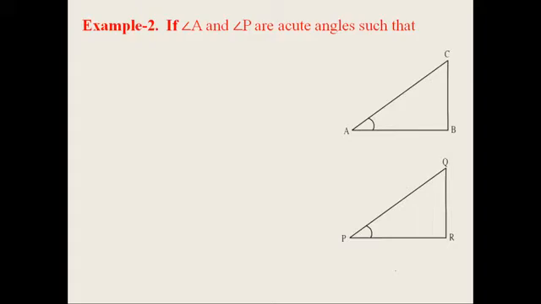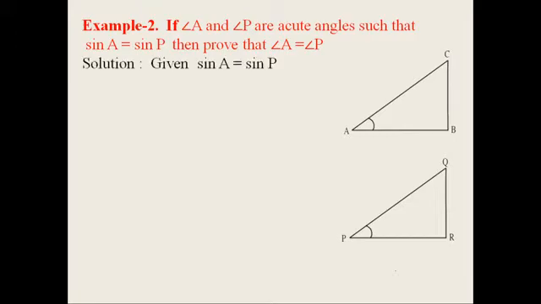Example 2. If angle A and angle B are acute such that sin A is equal to sin B, then prove that angle A is equal to angle B. Here we are given two acute angles A and B. For this we have to draw two right angle triangles ABC and PQR, where in triangle ABC angle B is equal to 90 degrees, and in triangle PQR angle R is equal to 90 degrees. Given sin A is equal to sin P.